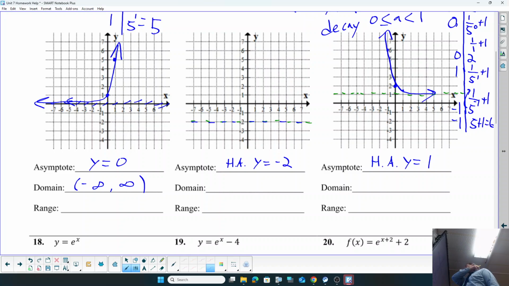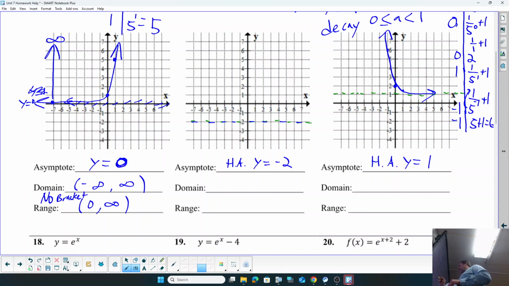And then the range will be from 0 to infinity, but not including the 0, right? Because your horizontal asymptote, it doesn't actually ever touch it. So it gets really close to, not y equals 1, no, but y equals 0. It gets really close to it, but doesn't touch it. So no brackets, oops, for the range, for the 0. No bracket, just parentheses, because that's a horizontal asymptote there.